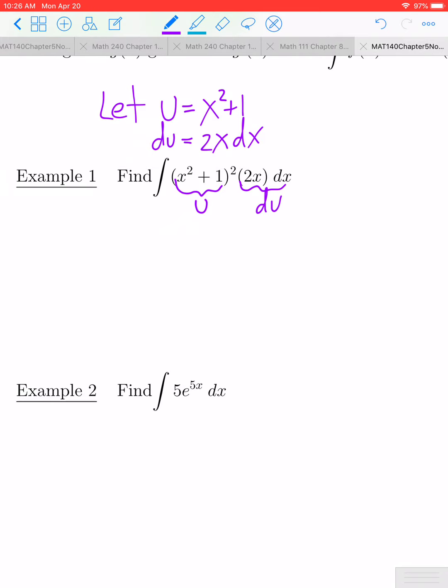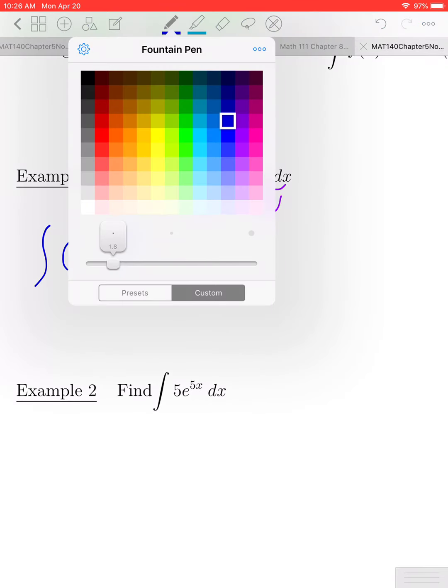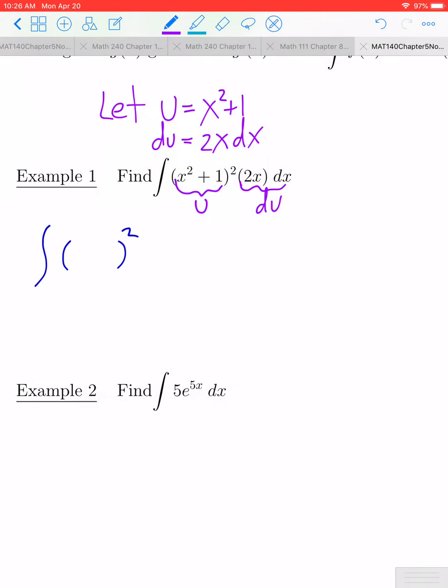So we can go ahead and rewrite our integral. It's going to look as follows. I have the antiderivative of something squared. Well, what is that thing squared? That's going to be u. And then in place of the 2x dx, I can put du.